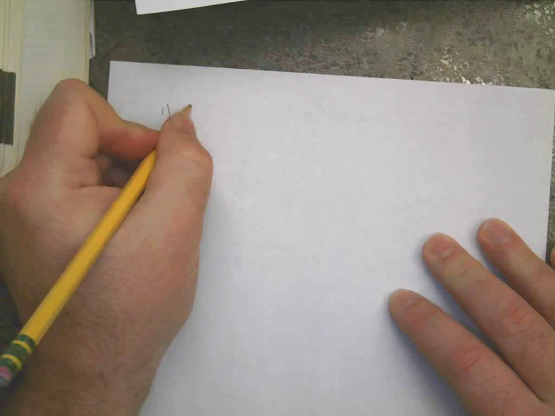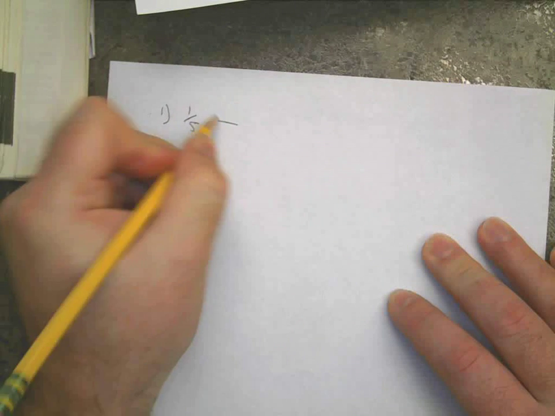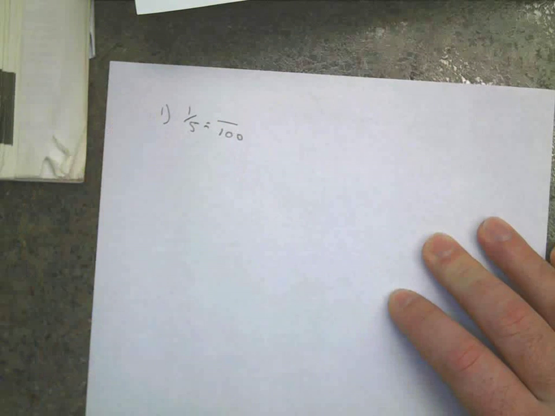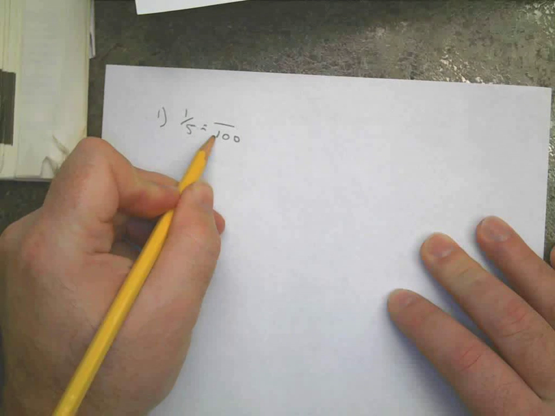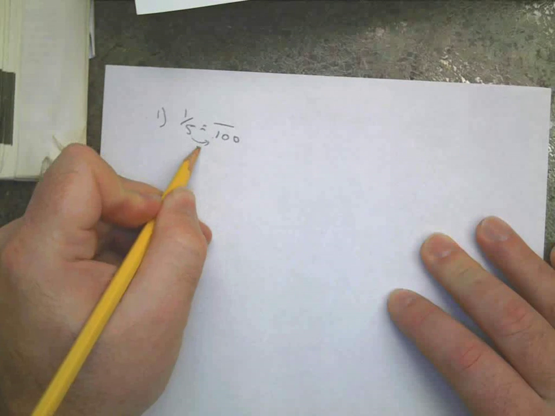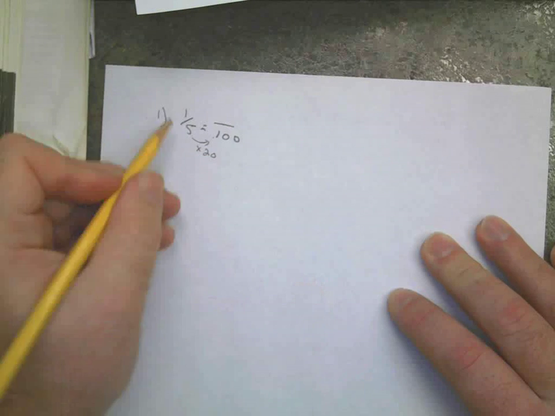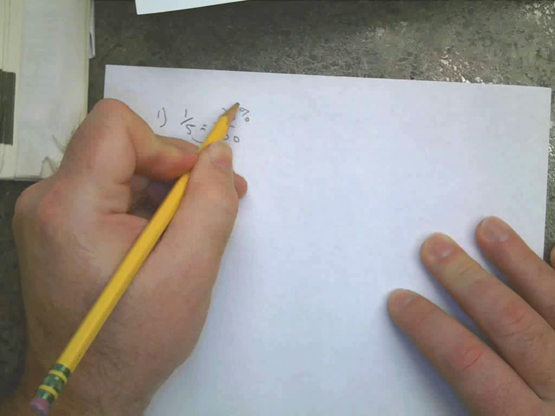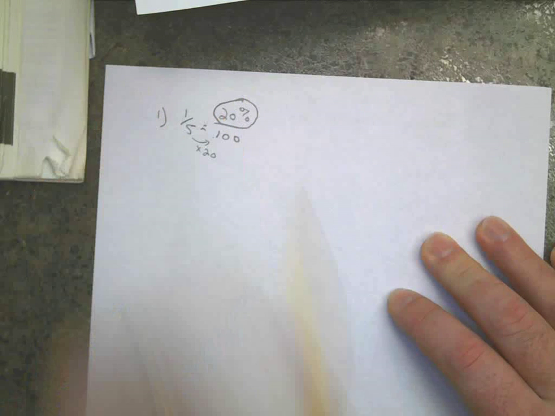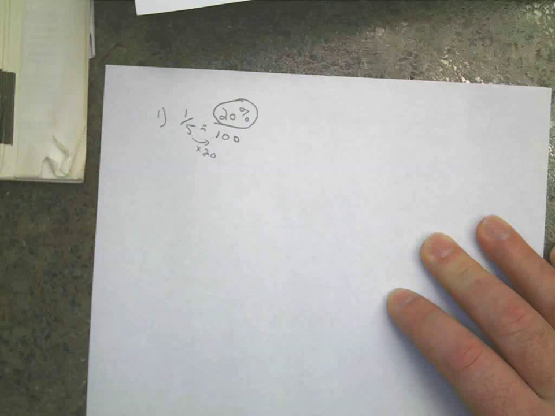Okay, question number 1 on your chapter review says 1/5 as a percent. 1/5 equals, percents are always over 100. So what we want to think of on this question is 5 times 20 gives me 100. So 1 times 20 is 20. Don't forget, when you're asking for a percent, you have to include a percent sign on your answer.